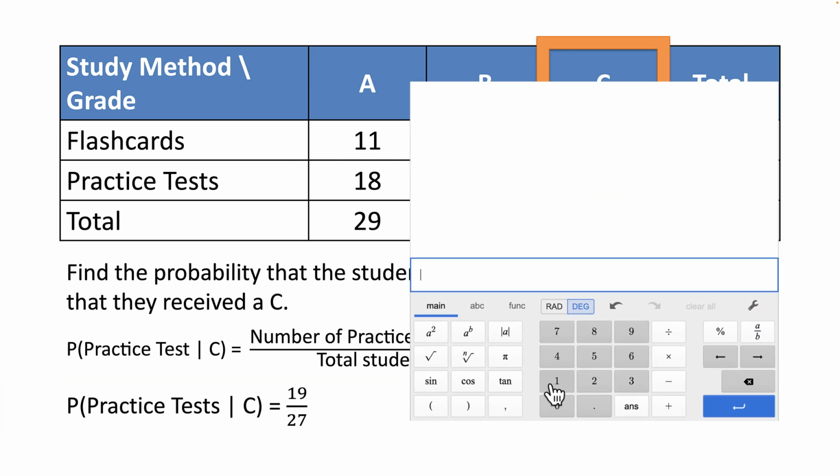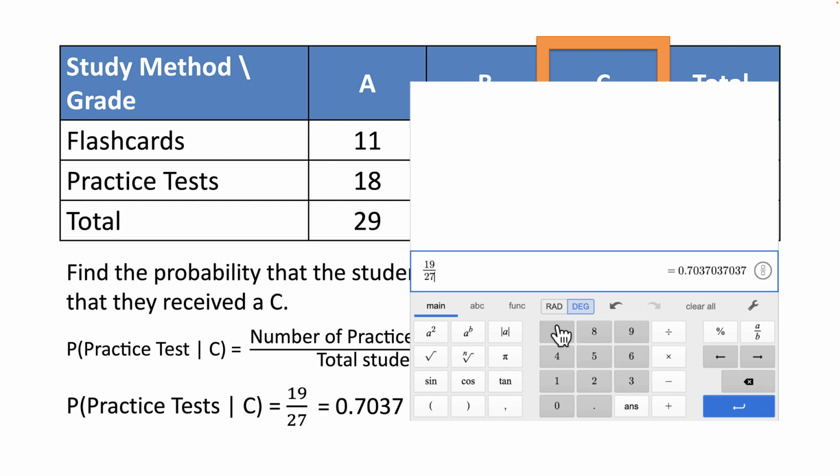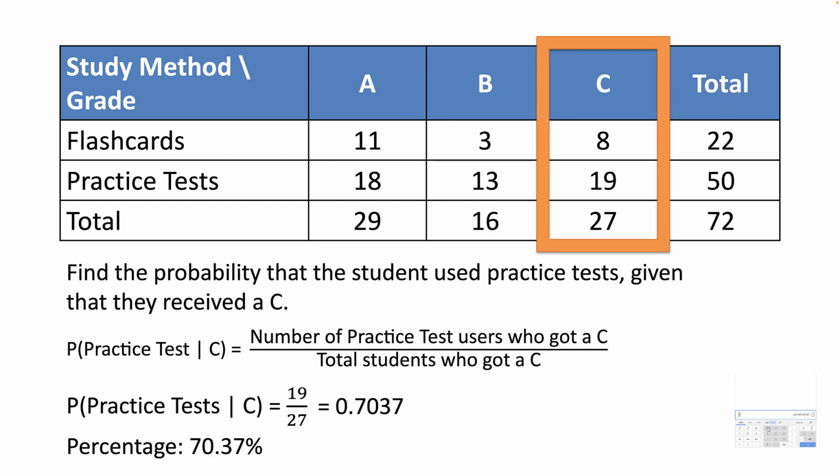Let's use our calculator to convert this to a decimal. As a decimal rounded to 4 places, this would be 0.7037. As a percentage, this would be 70.37%.